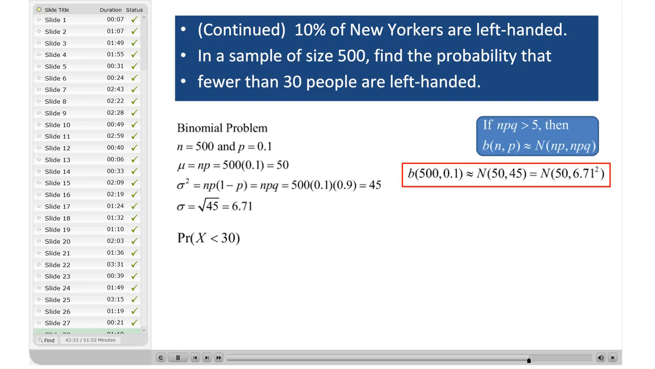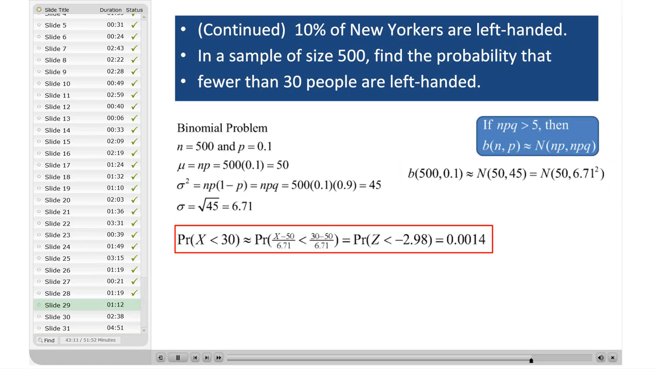This is really great. We've taken a problem which is binomial with parameters 500 and 0.1. It's not very easy to work with. And we've replaced that with a normal distribution whose mean is 50 and whose standard deviation is 6.71. And it's going to be really easy to work with this distribution.